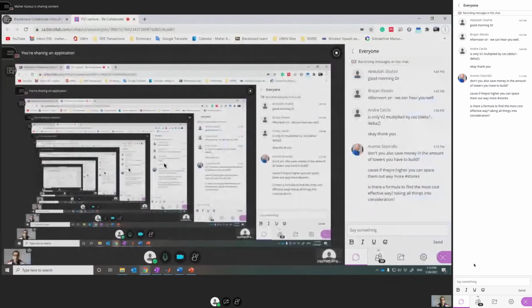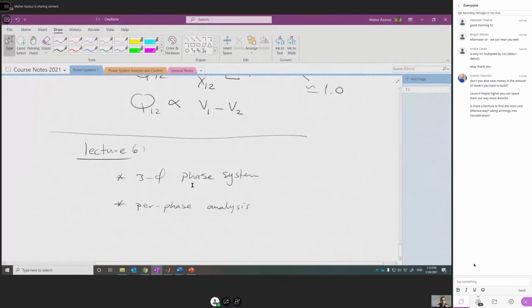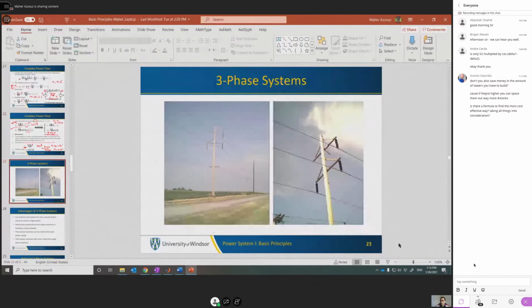Okay, so it is not just about increasing the power. There are other factors related to the system reliability. As I told you, we are going to talk about two things today, hopefully, if the time permits: three-phase systems and pair-phase analysis. Okay, so let me start.